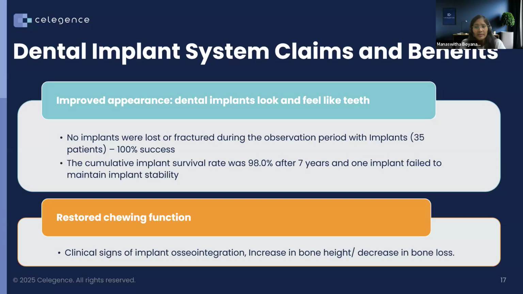The other clinical benefit here is restored chewing function. One of the signs of a successful implant is osseointegration, and also the increase or decrease in bone loss. So here again we have taken from the SOTA, the literature, as well as other studies, the mean increase in the bone height and width when compared between the follow-up and the baseline periods. So now I request Priya to give some insights into the clinical risks and data mapping further.